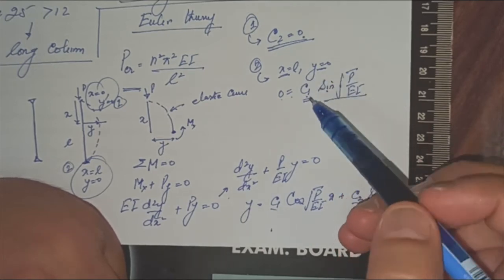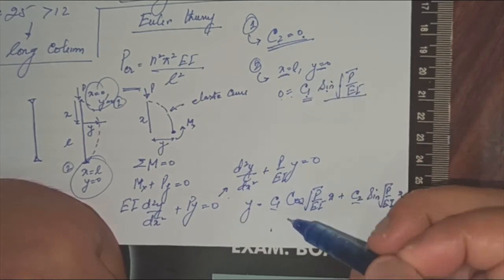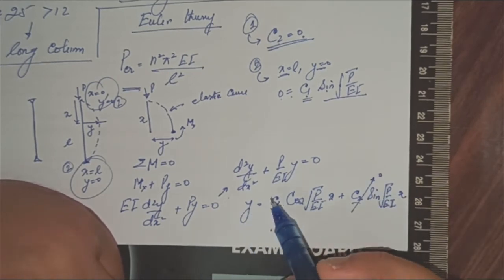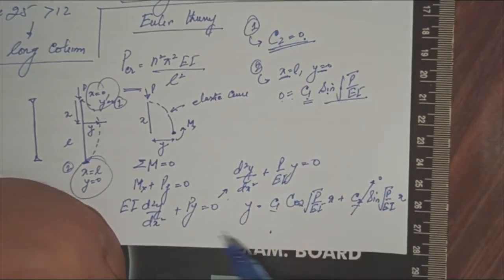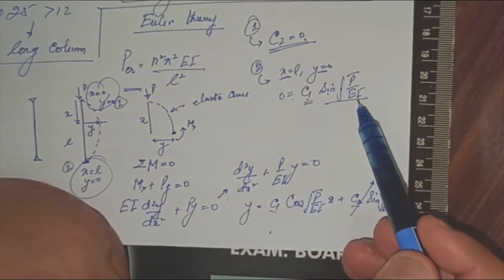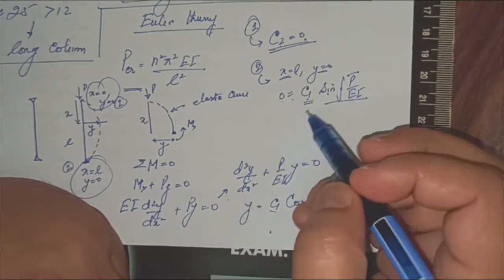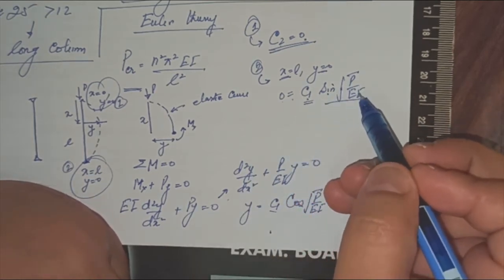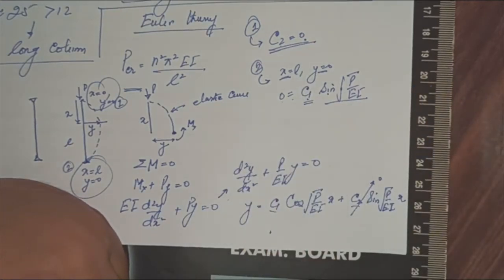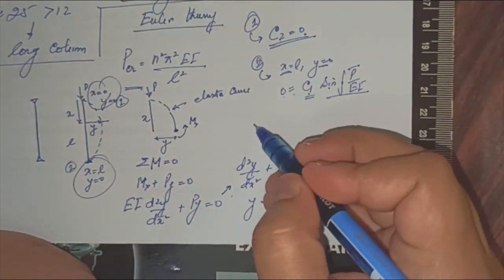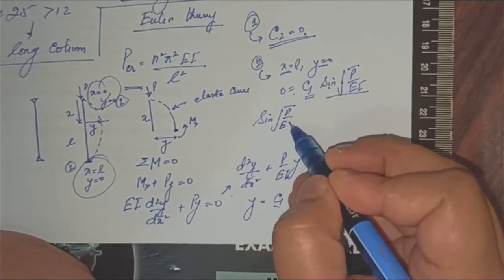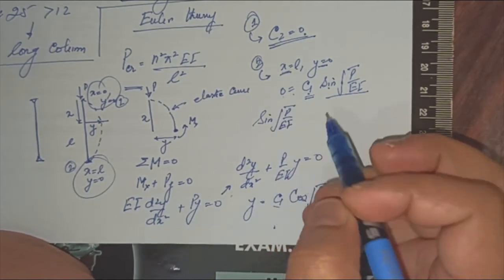So now you can know that C1 cannot be 0 because C2 is already 0. If C1 becomes 0, then y is equal to 0, which is not the case. So either C1 is 0 or sin(square root of P upon EI times L) is 0. In usual cases, we put sin(square root of P upon EI times L) approximately equal to 0.